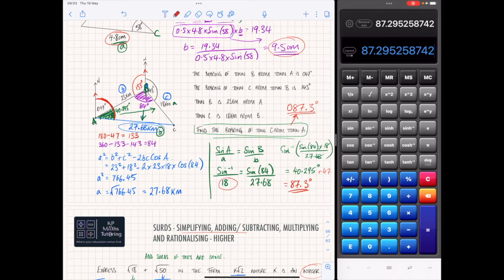Okay, so that's a really nice example of where your cosine rule and your sine rule can be linked together, and then your angles in parallel lines all comes together.